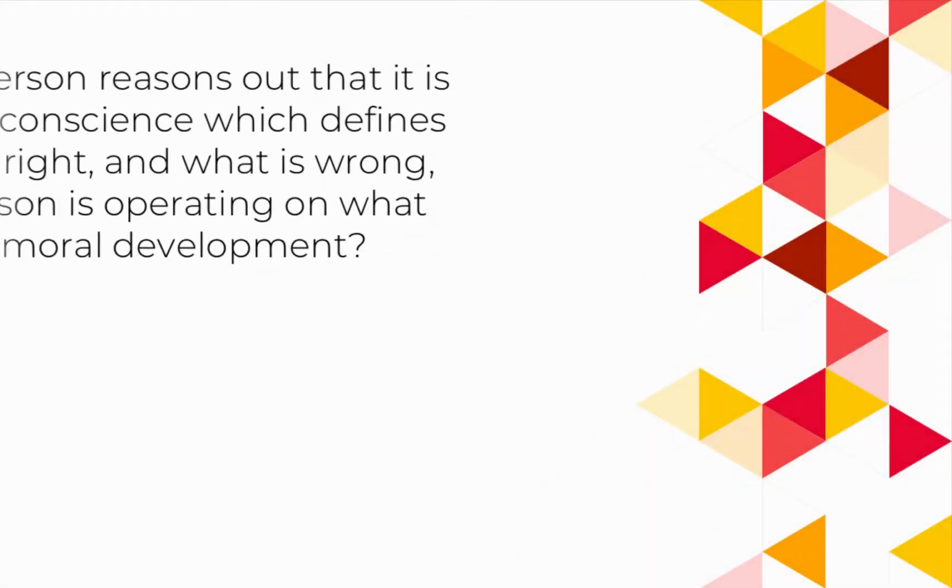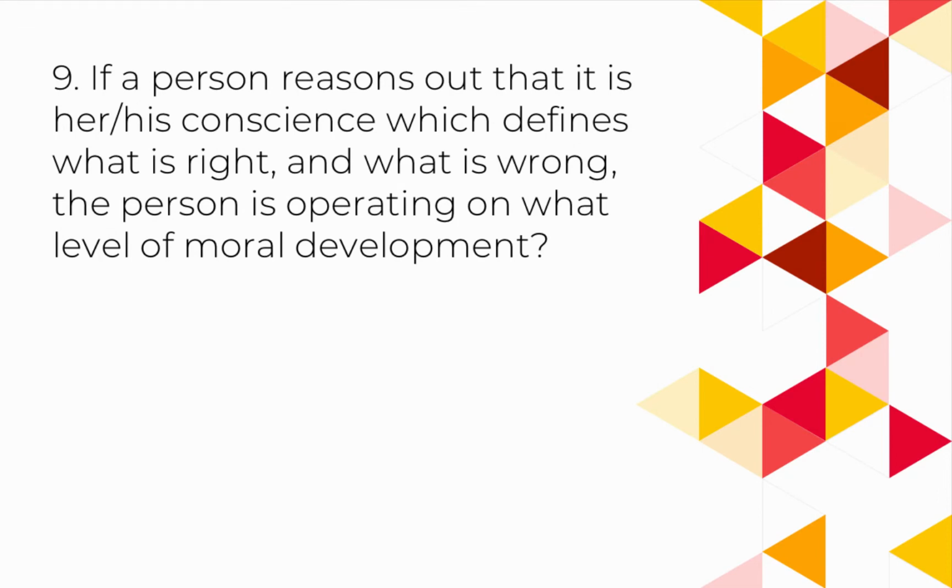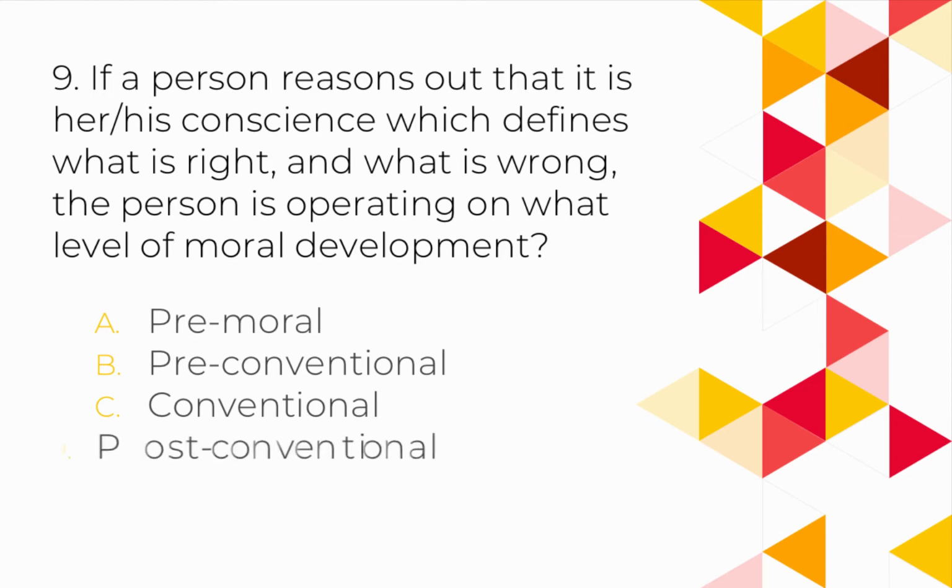9. If a person reasons out that it is her or his conscience which defines what is right and what is wrong, the person is operating on what level of moral development? A. Pre-moral. B. Pre-conventional. C. Conventional. And letter D. Post-conventional. The correct answer is... very good. Letter D. Post-conventional. The highest level in Kohlberg's moral development theory is the post-conventional level. Okay, number 10.